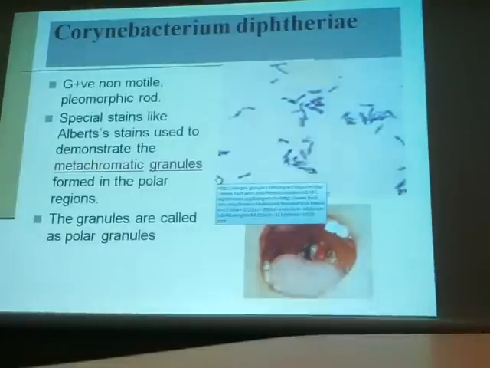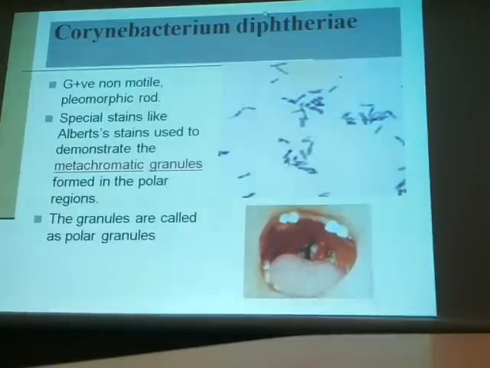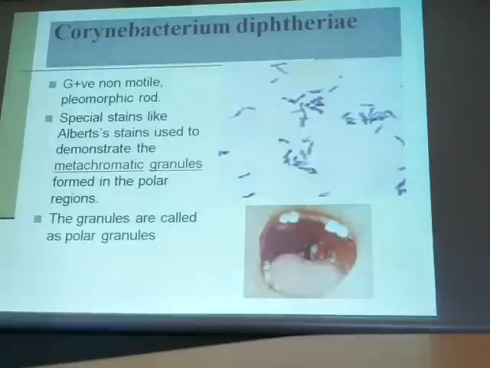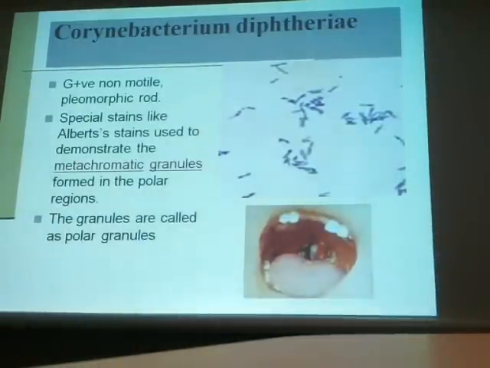Okay, Corynebacterium diphtheriae, another causative agent of upper respiratory tract infection. It causes diphtheria. Corynebacterium diphtheriae is a gram-positive non-motile polymorphic rod. We need a special staining to diagnose this species, which we call Albert stain. We use this stain to demonstrate what we call metachromatic granules. These bacteria have granules that we call storage granules, found in the polar ends of the bacteria.